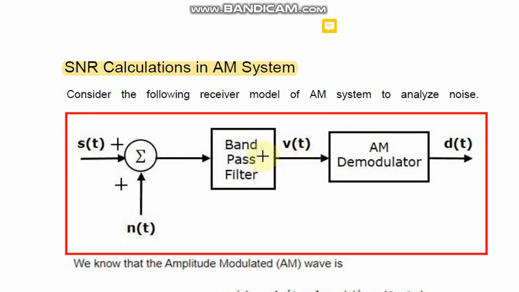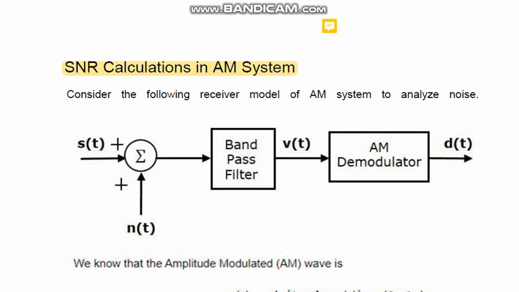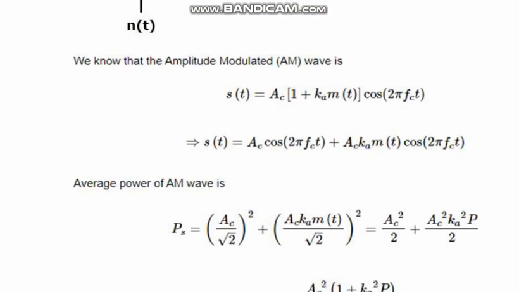Okay, and we know that the band pass filter is passing only a certain band, other frequency signals are rejected, but in that certain band only the modulated signal is coming up with the addition of noise signal, and finally this V(t) is demodulated at the AM demodulator, and the method is envelope detection of AM modulated signal. Finally, the detected output D(t) is what we will get at the output of the receiver. So now we will watch the mathematical part of the SNR calculations.